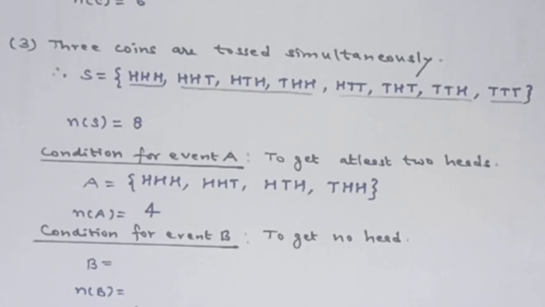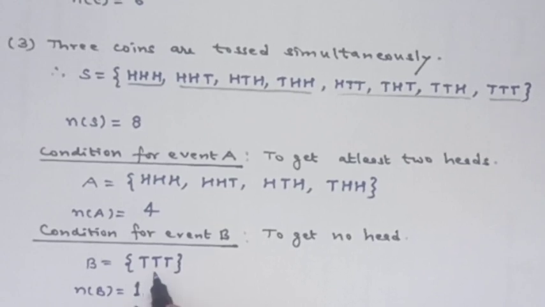Let's go to next condition. Condition for event B: to get no head. You don't need any head, means all will be tail. That means you will get all 3 tails. So that is the last case. T, T, T, and your number of elements will be 1.